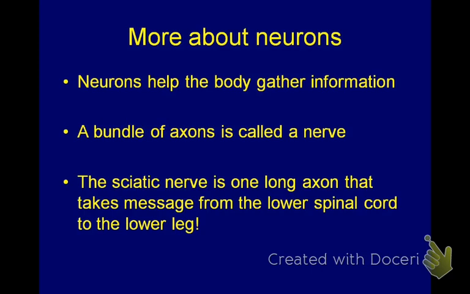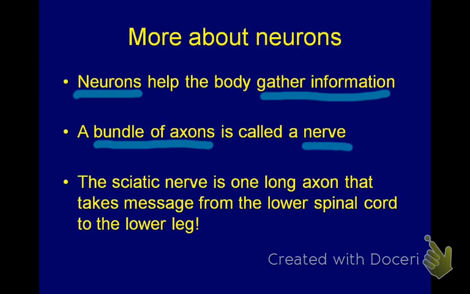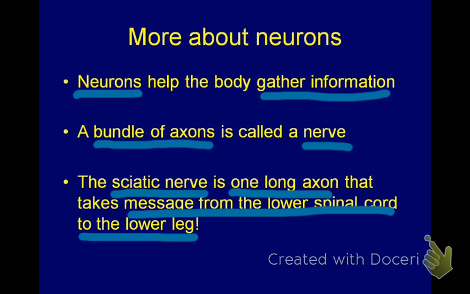Things you need to know about neurons. Neurons help the body gather information. A bundle of axons, those things that carry messages away from the neuron, is called a nerve. The sciatic nerve, if you've heard of people having sciatica, it's leg pain, upper leg pain. It's one long axon that takes a message from the lower spinal cord to the lower leg. It's one long axon that runs the length of our leg.